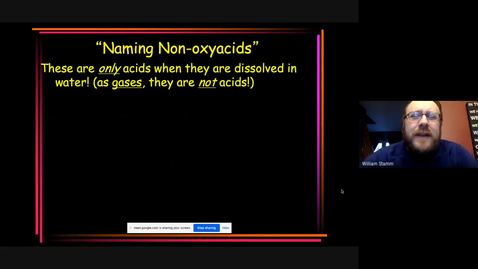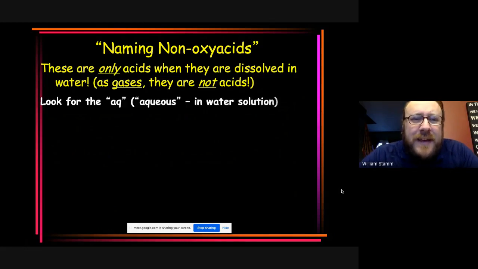These are usually only acids when they are dissolved in water. So they're not acids if they're gases. So they're only going to be classified as an acid if they're dissolved in water or if they're part of a solution. So that's sort of how it works with the non-oxyacids.